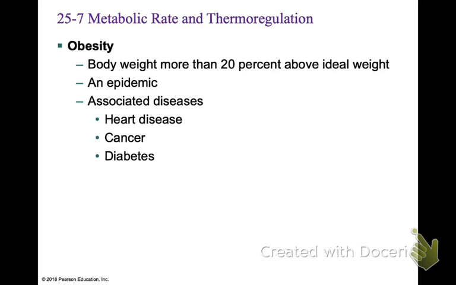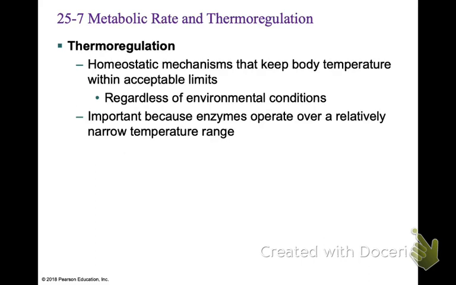Some of it is we're just not as active as we used to be. Some of it is that we're consuming more artificial sweeteners and high fructose corn syrup. There's definitely evidence that that is a factor. And some of it is just the processed foods that we eat. So it's hard to pin down one factor as a cause of obesity. All right, thermoregulation is the mechanisms you use to keep your temperature within an acceptable range.